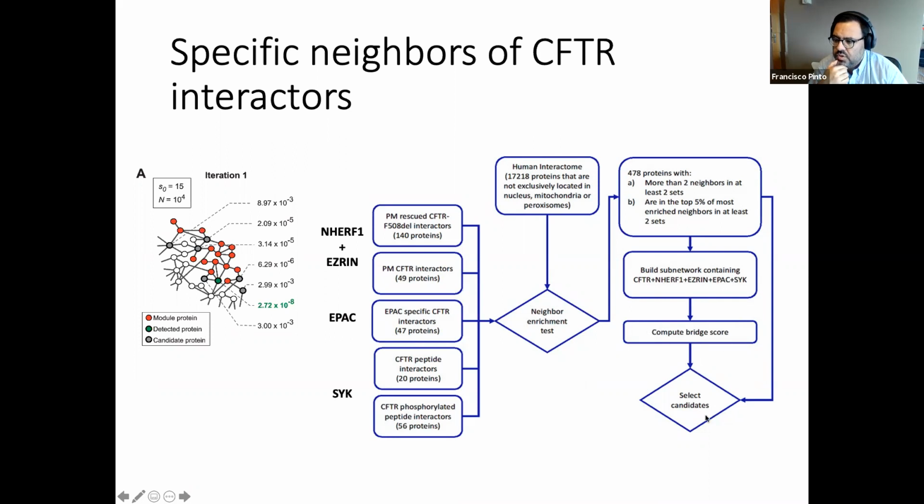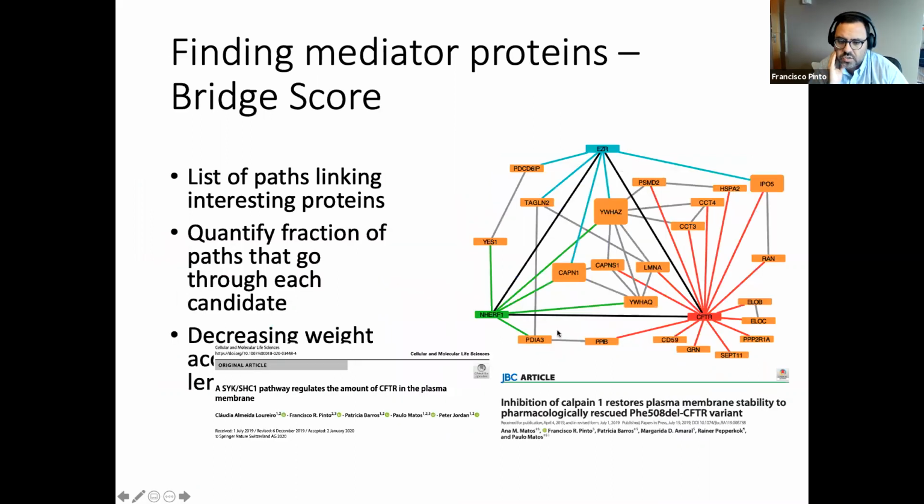And the proteins with a higher bridge score were selected as candidates for experimental validation. What is the bridge score? So we have this. I didn't notice that this is blocking the slide, but so we have, in this case, for example, the mechanism involving ESRIN and NRF1 connecting to CFTR. So these 3 proteins interact together. And these are part of those proteins that we identified.